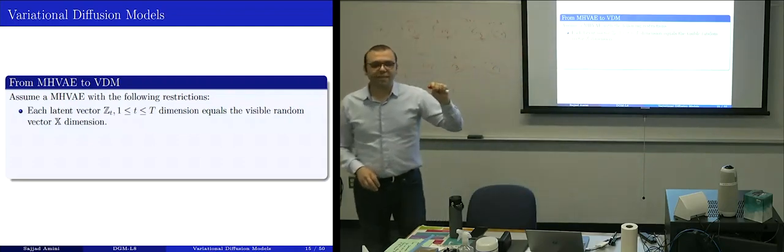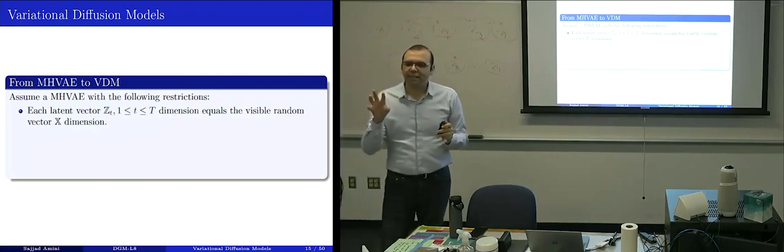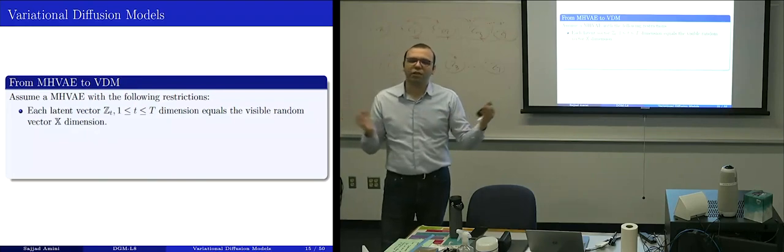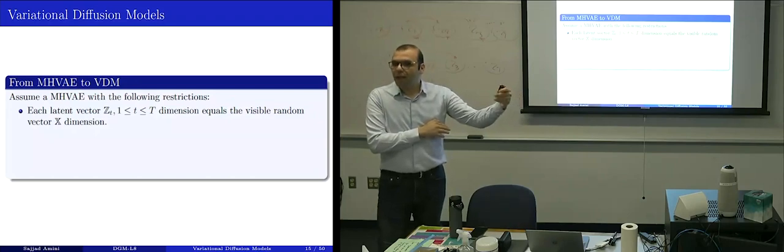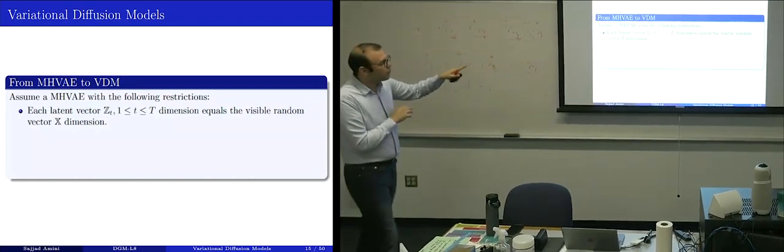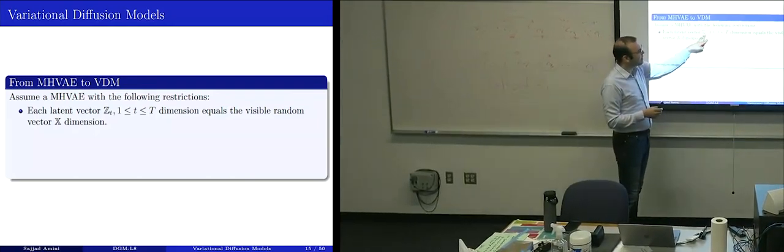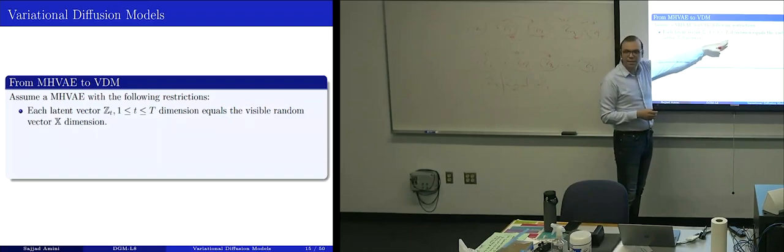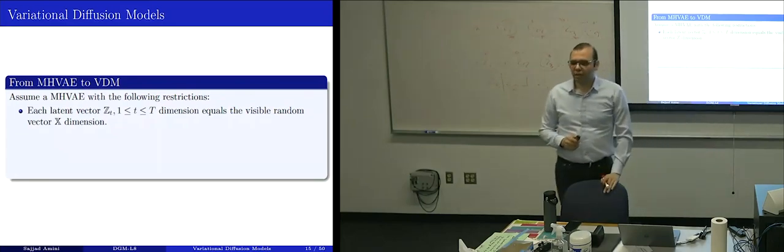This is not necessary for VAE or hierarchical VAE. You can select the latent space much lower than what you observe. The dimension of the latent space can be much lower than the observation space, okay? But here, we assume that the dimension of all the latent spaces, Z1, Z2, ZT, is exactly the same as your X. This is one restriction, okay?